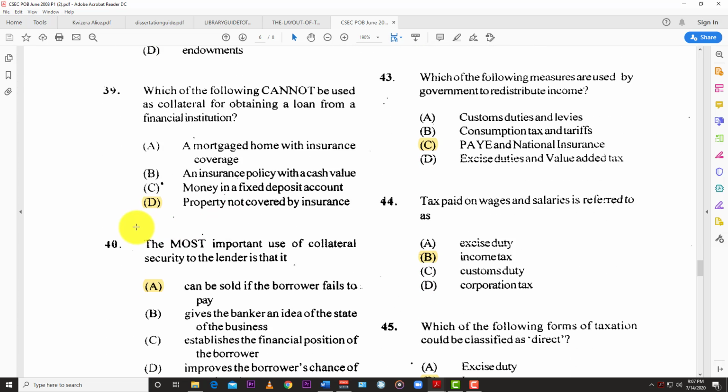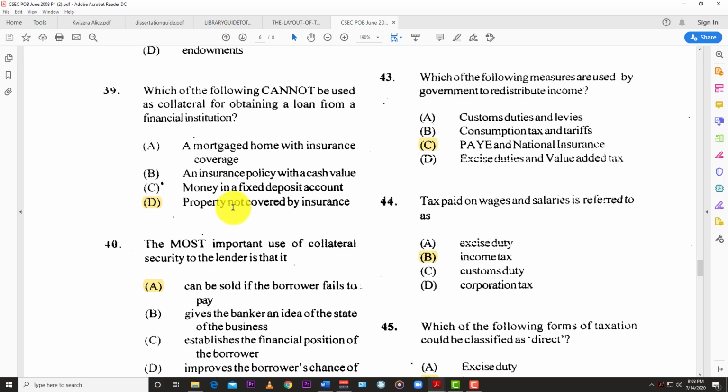39. Which of the following cannot be used as collateral for obtaining a loan from a financial institution? Which one cannot be used as collateral to obtain a loan from financial institutions? And of course, the best answer here is D, property not covered by insurance. Because if you don't have insurance and the property burns down, how is the bank going to get back their money? So they have to make sure that they are in a position to get back their money, and so the property that you're putting up must be insured.